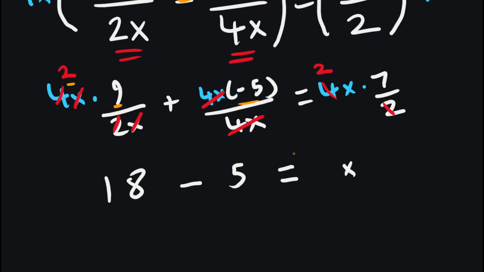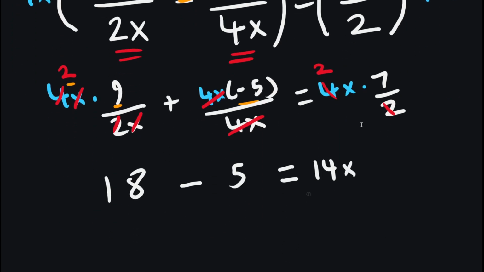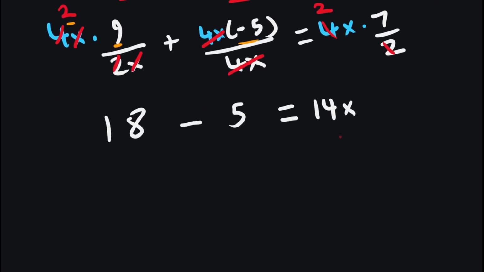So 14x is what we write. Excellent. By multiplying both sides by the least common denominator, we've managed to get x out of both of these denominators in this rational equation and into a numerator, and we made this a very simple equation to solve. So now we can isolate x.